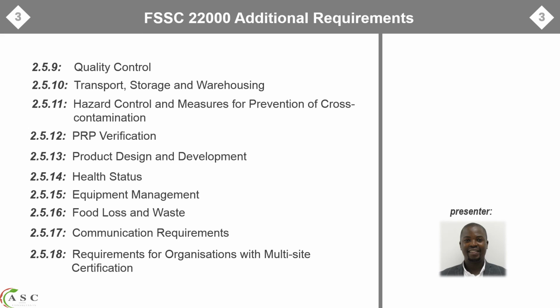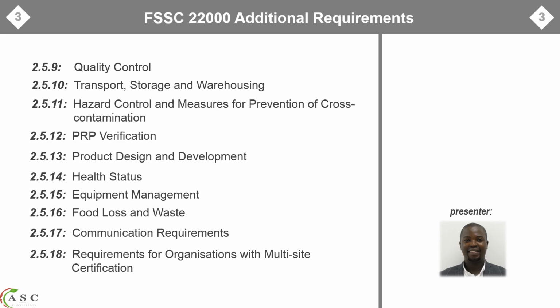Then 2.5.15, it is a completely new requirement. It talks about equipment management and is applicable to all food chain categories, excluding F2. It talks about an organization having a documented purchase specification before they procure the equipment, and ensuring that the supplier provides evidence of meeting the purchase specification prior to installation. It also talks about a risk-based change management process for new equipment and or any changes to existing equipment. Then we've got a completely new clause again under 2.5.16 that deals with food loss and waste.